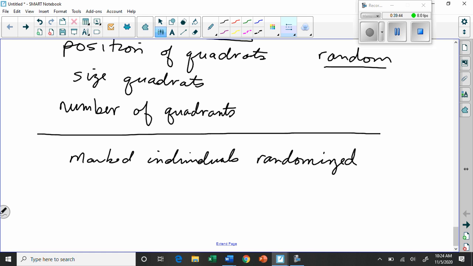So when you capture again, they're the easiest ones to capture. You might capture more of the marked ones than you expected, which will give you a false indicator. So you have to be careful about the actual animals that you're catching.